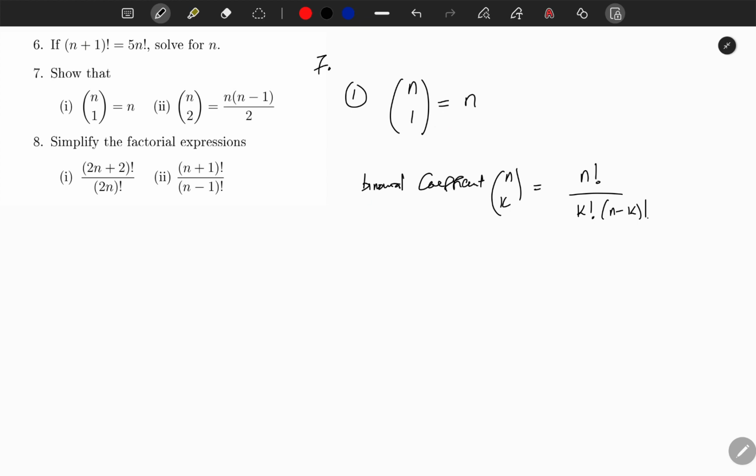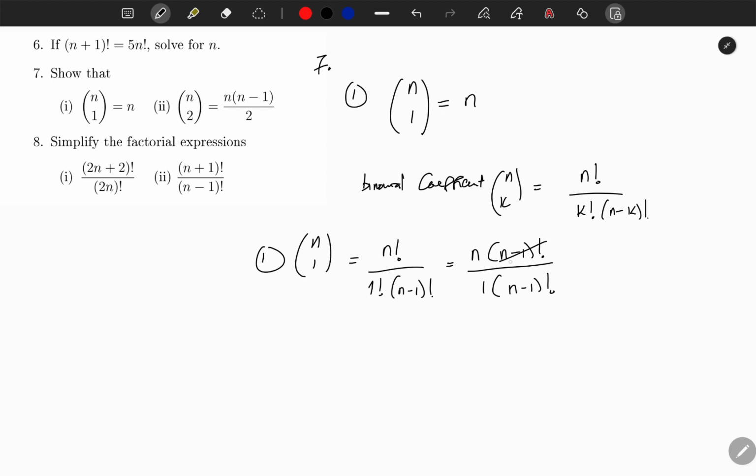So n choose 1 will be equal to n factorial over 1 factorial, then (n minus 1) factorial. Recall that n factorial is just the same as n times (n minus 1) factorial, because they keep on decreasing by 1. Over this will be 1, then (n minus 1) factorial. That and that cancel, we get n. Shown, right? Good.